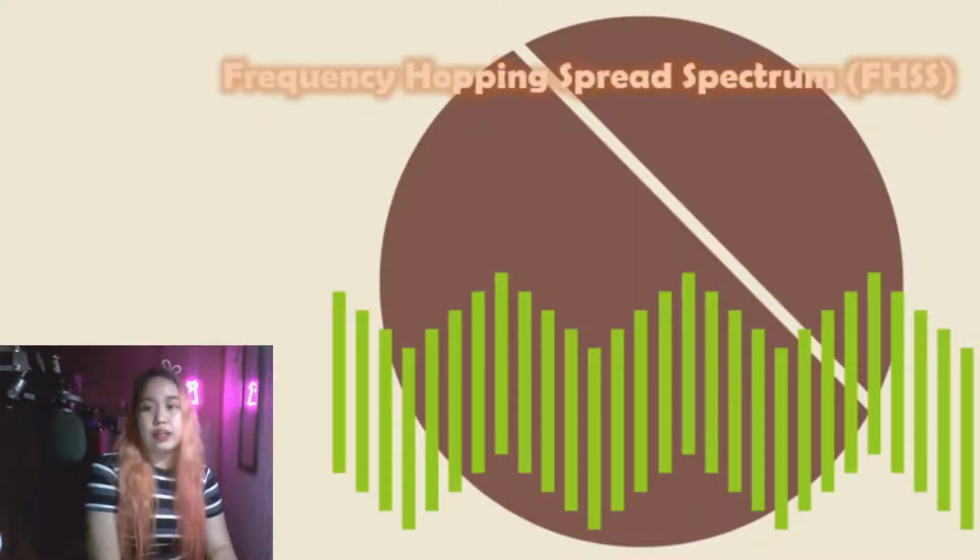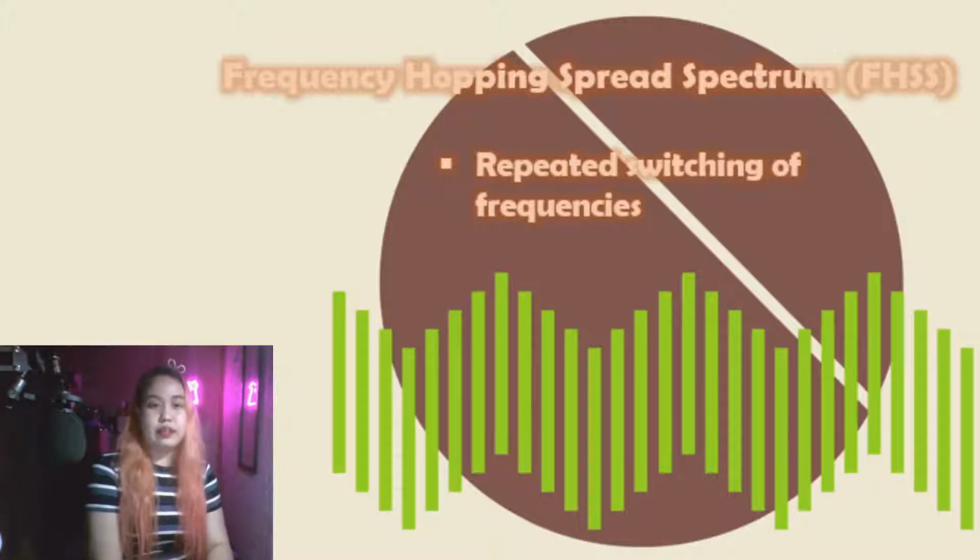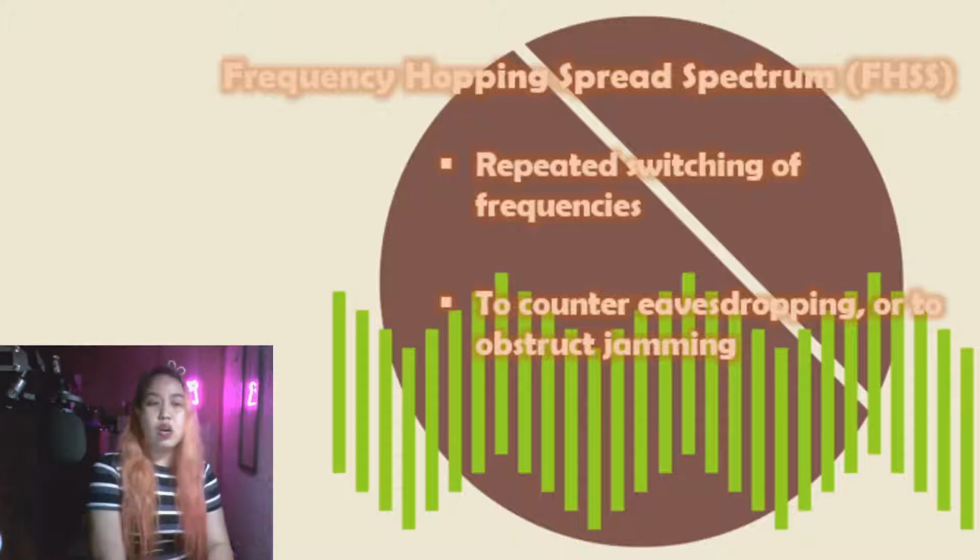Next, let's go with the frequency hopping spread spectrum or the FHSS. The frequency hopping spread spectrum is the transmission that is repeated switching of frequencies during radio transmission to reduce interference and avoid interception. It is useful to counter eavesdropping or to obstruct jamming of telecommunications. And it can minimize the effects of unintentional interference.